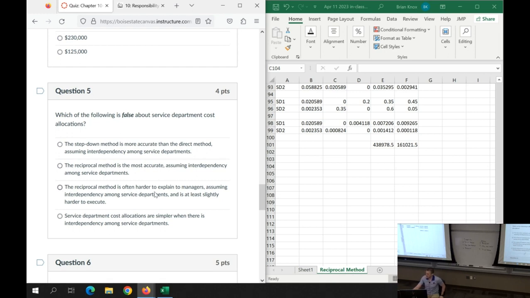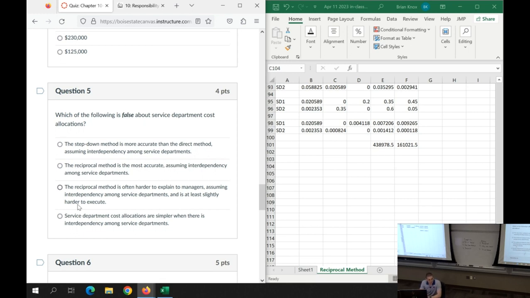The reciprocal method is often harder to explain to managers, assuming interdependency among service departments, and is at least slightly harder to execute. So that's what I mean when I say over here that it's the least in simplicity, at least marginally harder to execute. And the other big cost is it is harder to rationally explain, because maths. Yeah, nobody wants to hear, why didn't I get my bonus today or this month or whatever? The accountant comes back and says, well, because of algebra. So it's a little harder to trace exactly where the things are going.